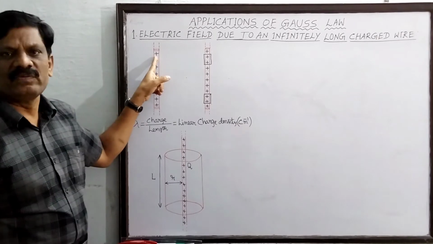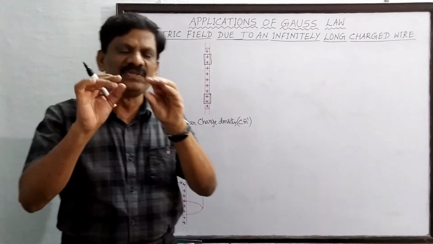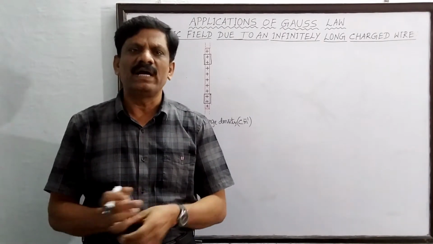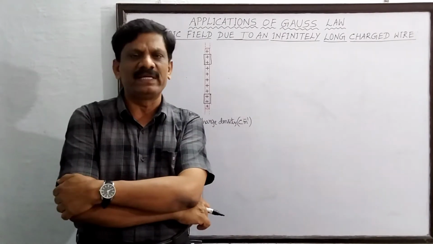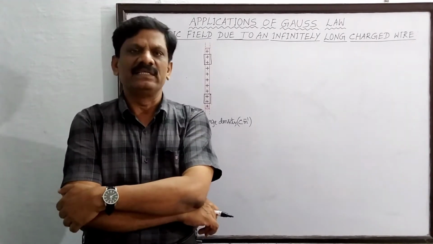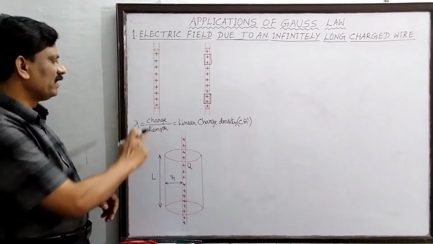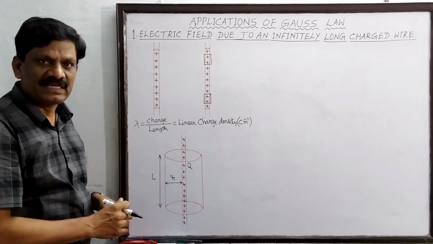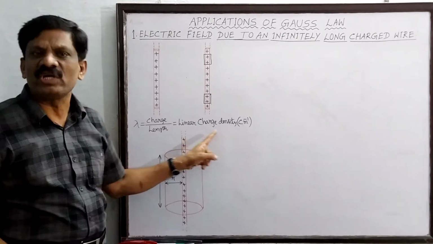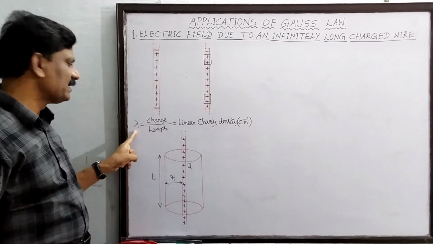And positive charges are present along the length of the wire. Now these positive charges are distributed uniformly along the length of the wire. So at any portion or any length of the wire, if I find the ratio of the charge to the length, that will be constant. That constant is denoted by the symbol lambda, which is called linear charge density.